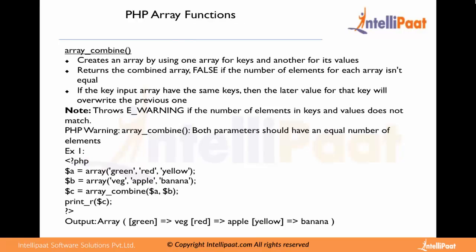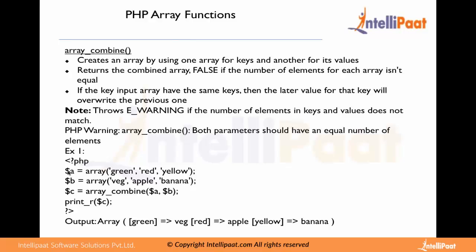Now we will see PHP array functions. First we will see array_combine function. It creates an array by using one array for keys and another for its values. In array_combine function, we pass two arguments and both arguments will be arrays. It will return a combined array in which the key will be from the first array and the value will be from the second array. So here is an example.